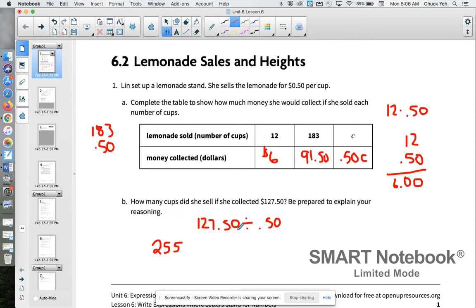All right. So do you understand that? You would have to divide it to get the number of cups, because to find how much dollars we did, we multiplied. So the opposite of multiplication is division. So we had to divide by 50 cents.